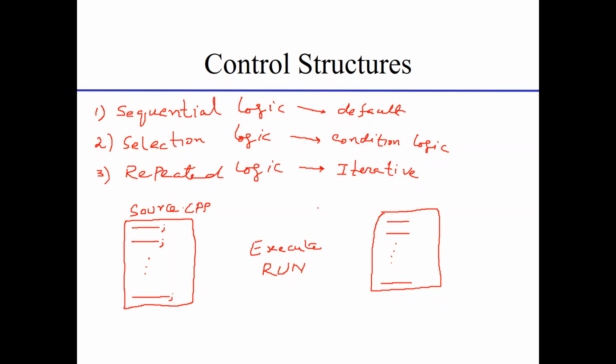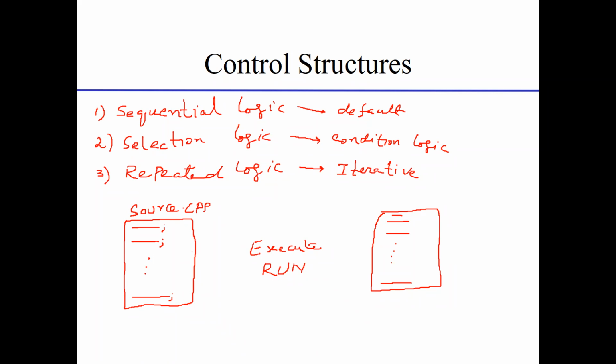It means the program lines will be executed in the order in which they appear in your code file. The line which appears first in your code will be executed first, and the line which is found last in your source file will be executed last. So this type of logic is known as sequential logic. That is why it is the default logic, because when we run the program, the compiler will automatically follow this sequential pattern.